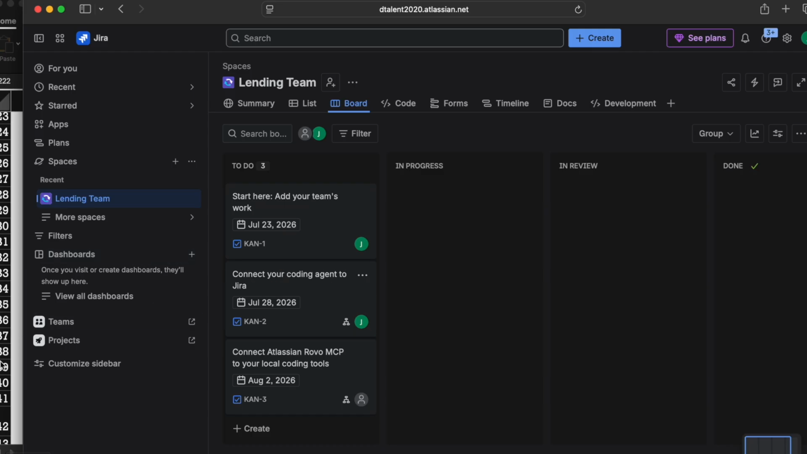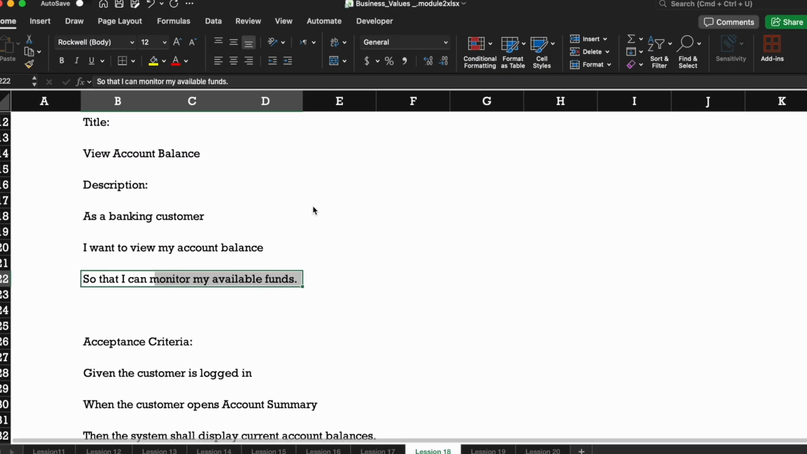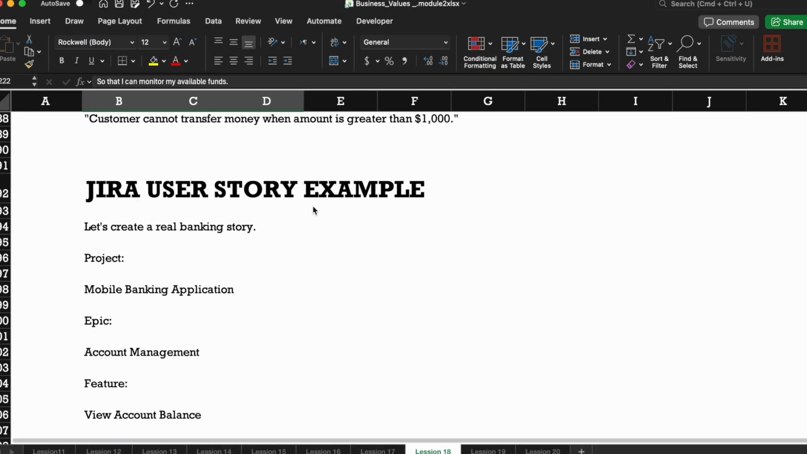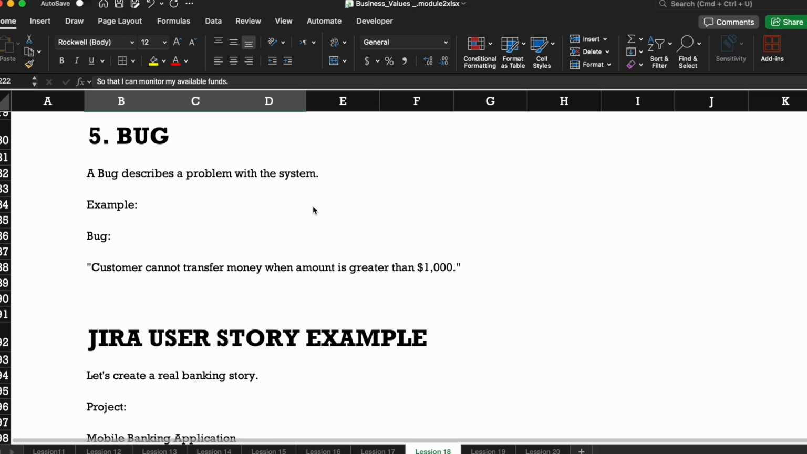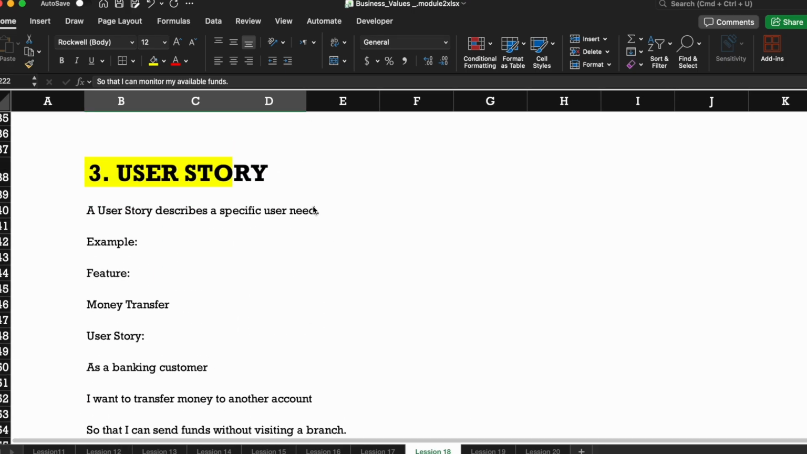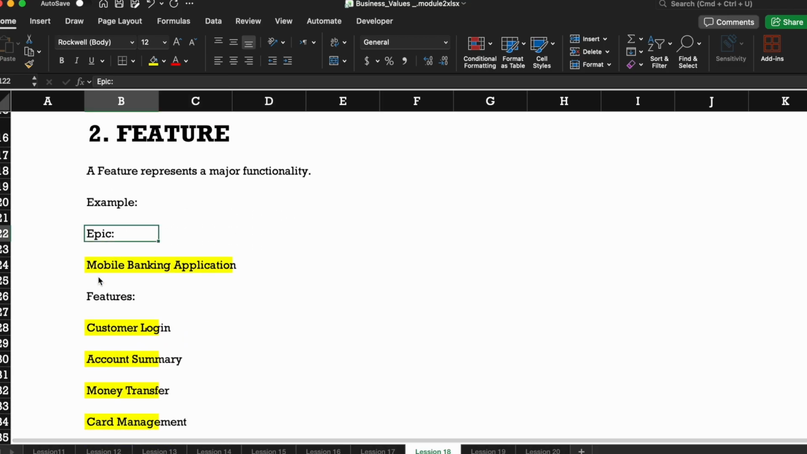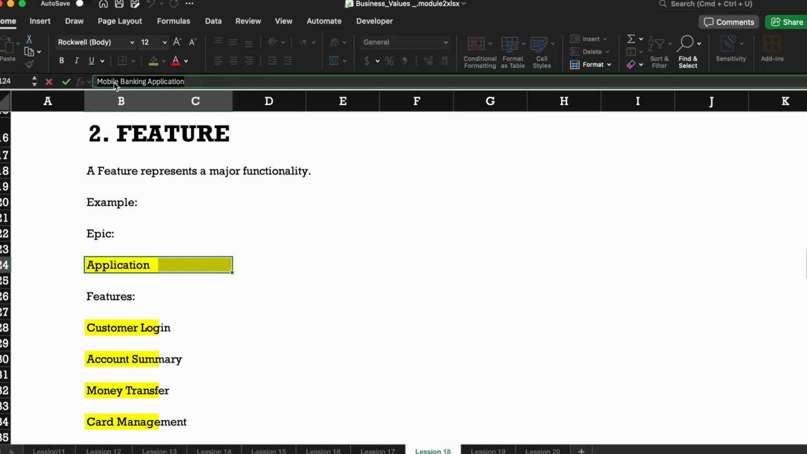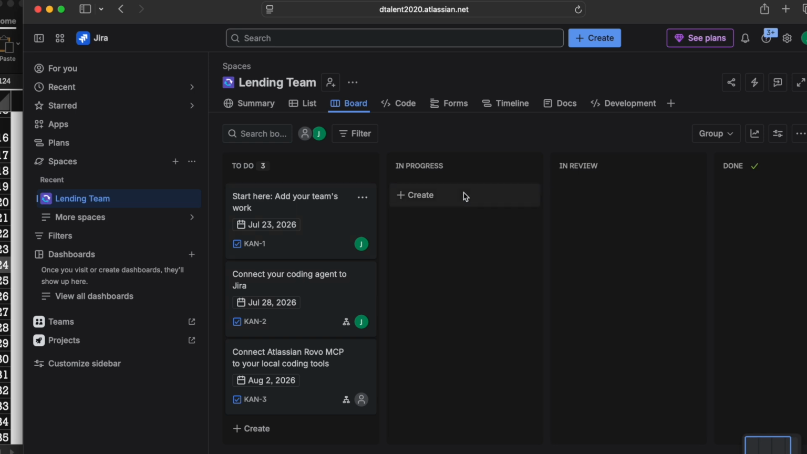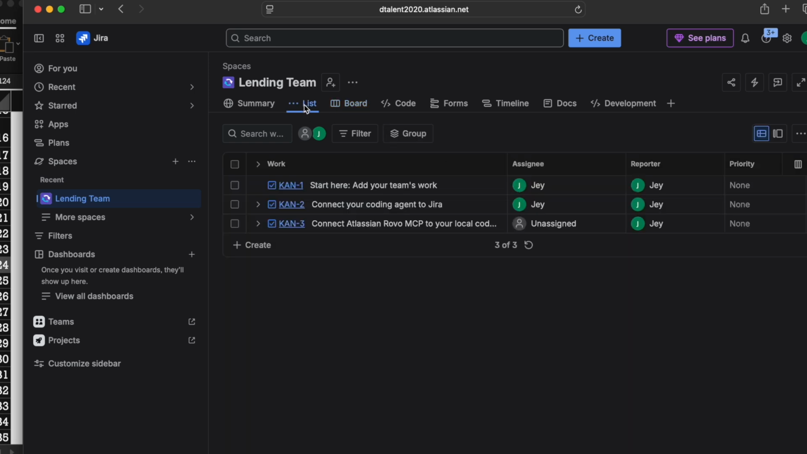So we were talking about creating the user story. Let's create an epic first here. This is the epic, mobile banking application. So let's create this epic first. I'm copying it so that I don't need to type it again.